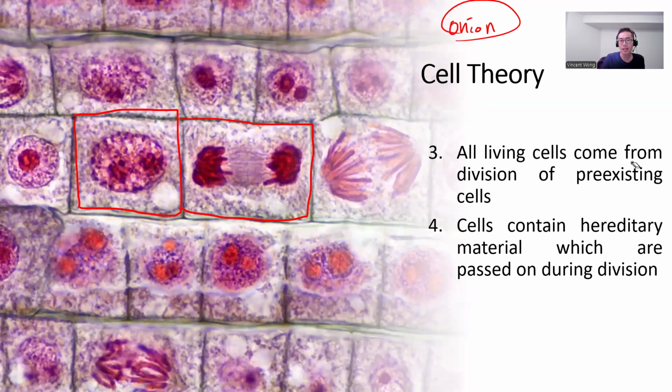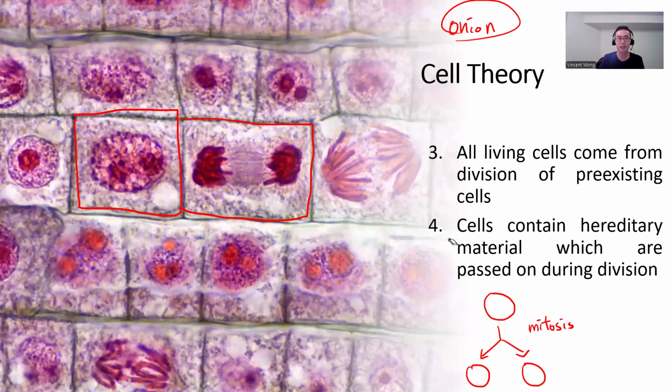Okay, so all cells come from division of pre-existing cells. Right? You and I, we both started as a single cell. Okay, sperm and egg came together and it created the first cell, and that keeps on dividing and dividing and dividing, and eventually it became you. Right? It became me. Right? So that's one cell, and the cell is going to divide and create two genetically identical cells. This process is called mitosis. And we're going to learn a great deal about mitosis in lecture 7.